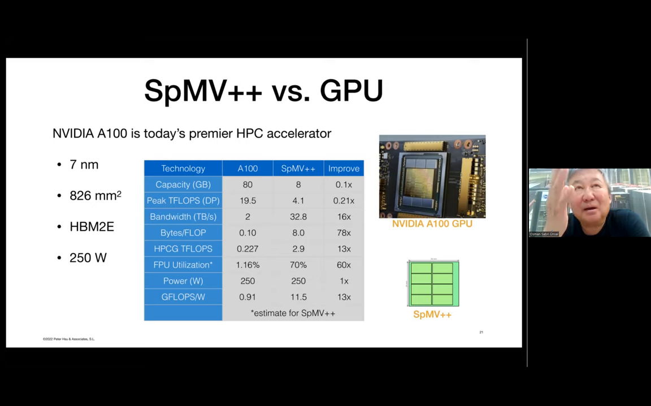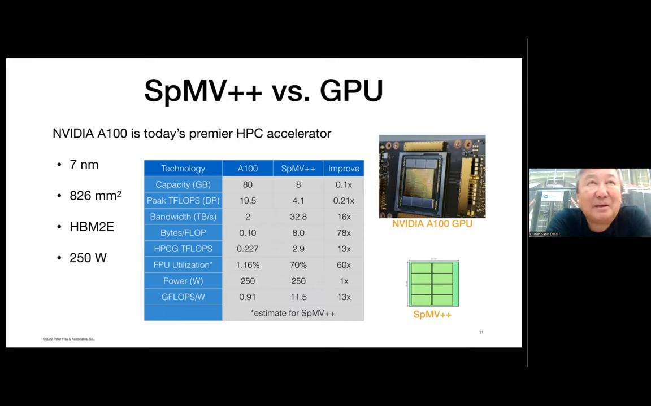And this is the table. First off, the memory capacity is much less. It's only 10% of the GPU because the GPU uses HBM DRAM and we are using SRAM. The peak teraflops is also much lower because the GPU is optimized for doing a lot of dense matrix arithmetic and we're optimized for sparse matrix. However, for memory bandwidth, even with HBM they get about 2 terabytes per second, whereas we have 32.8 terabytes per second because it's SRAM. So we get 78 times more bandwidth, although we have only 10% of the capacity.